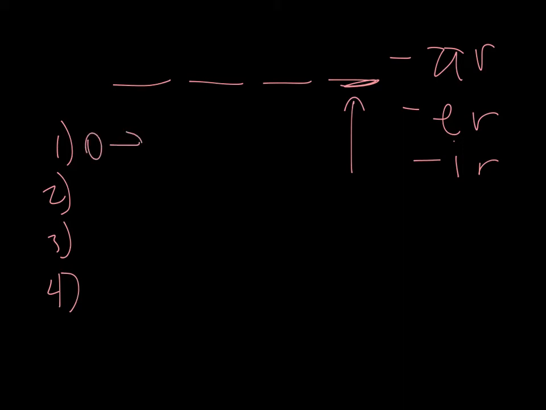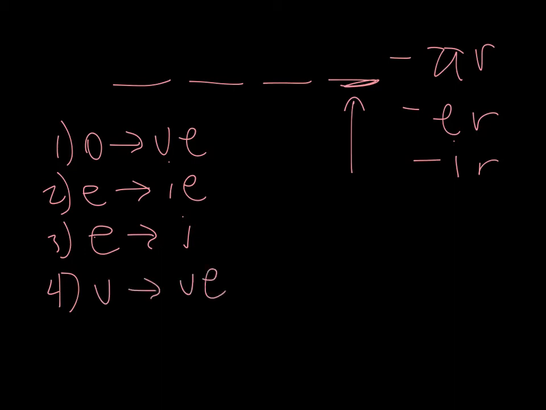One possible change is that O changes to UE. Another possible change is that E changes to IE. The third possible change is that E changes to I, and then there is a fourth possible change where U changes to UE.